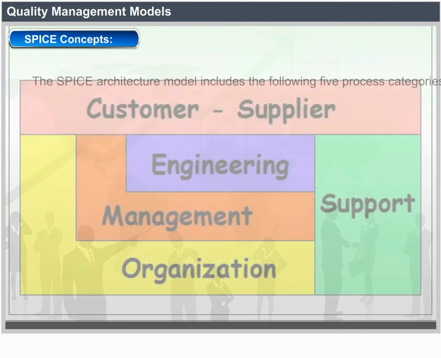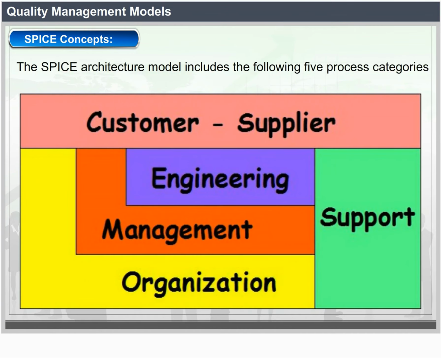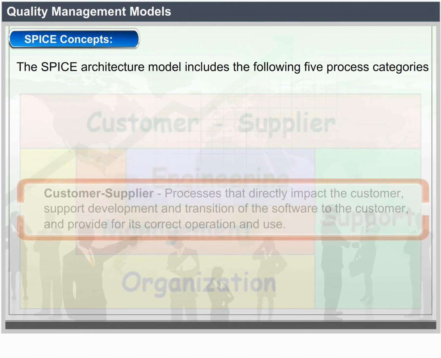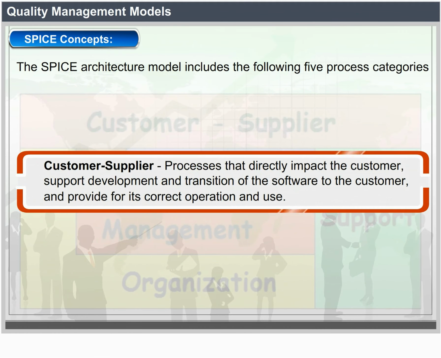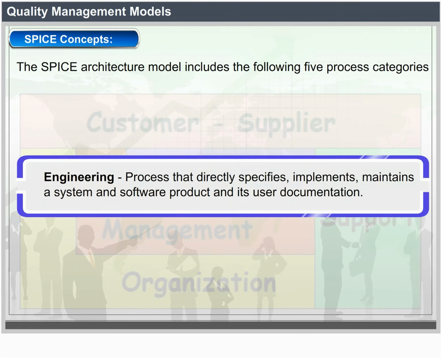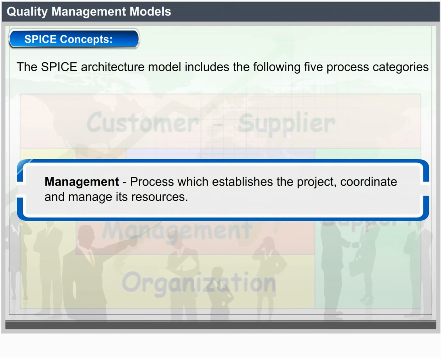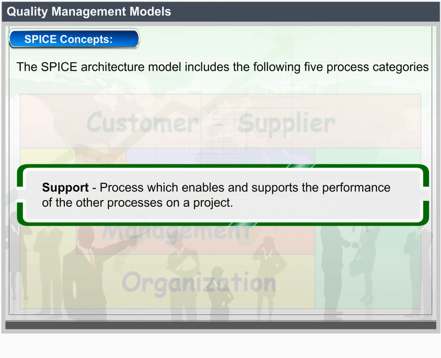The SPICE architecture model contains 5 process categories: Customer-supplier, processes that directly impact the customer, support development and transition of the software to the customer, and provide for its correct operation and use. Engineering, processes that directly specify, implement, or maintain a system and software product and its user documentation. Management, processes which establish the project and coordinate and manage its resources. Support, processes which enable and support the performance of other processes on a project.